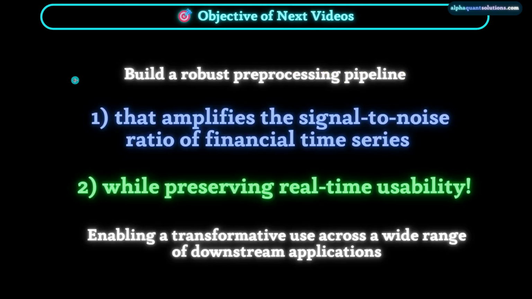Now, in the next videos, we will show how we can replace these SMA and EMA filtering techniques with more advanced ones. We will build a robust preprocessing pipeline that will allow us to do two things. First, to amplify the signal-to-noise ratio of financial time series. And second, and just as important, to allow for a real-time use case of these methods. And all of this will basically deliver transformative filtering techniques that we can apply across a wide range of downstream applications.